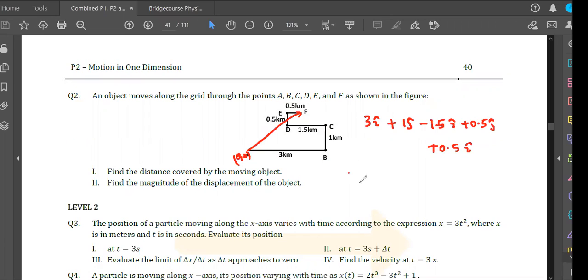Tell me, is it easy now? Right? So it will be 3 i cap minus 1 i cap, because 1 minus 1.5 plus 0.5 will give me minus 1. So it will be 2 i cap. Yes or no? Tell me. And j cap, it is 1 plus 1. It will be 2 j cap. Right, everyone? Think about this. Okay, sorry, not 2, 1.5. My bad. It is 1.5.